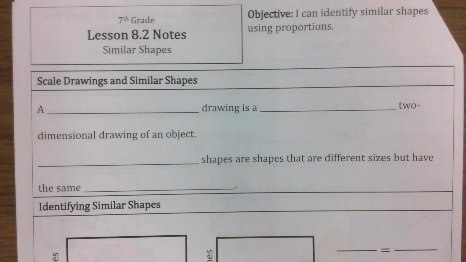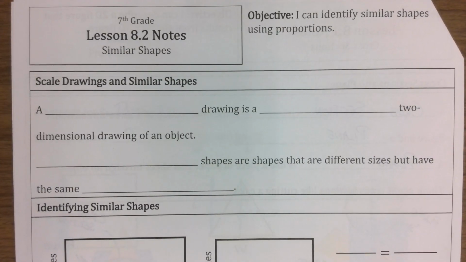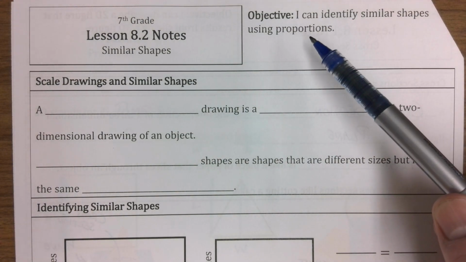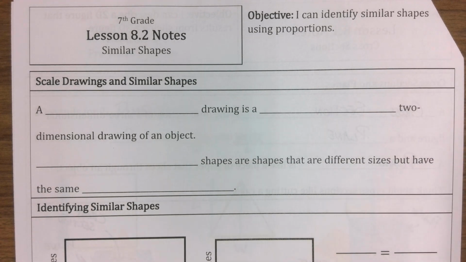All right, welcome to lesson 8.2. We're going to talk about similar shapes. The objective is that I can identify similar shapes using proportions. So let's talk about scale drawings, similar shapes, and what the heck that means.